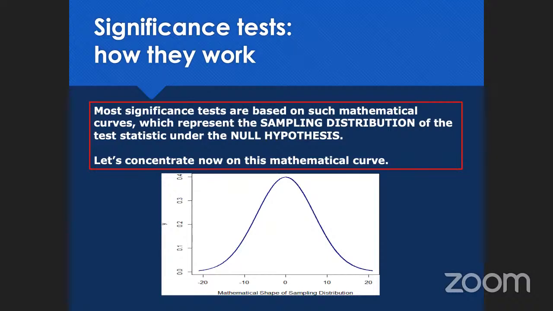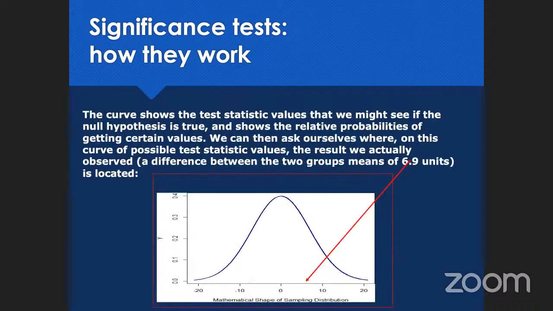So we will now focus on this mathematical curve for analyzing the research result, as the curve can show the test statistic values which might be seen if the null hypothesis is true, and the relevant probabilities of getting certain values. We can therefore ask where on this curve of possible test statistic values the result actually observed will lie. A difference between the two group means of, for example, as in the previous example we mentioned, 0.9, would be located at this red point on the curve.